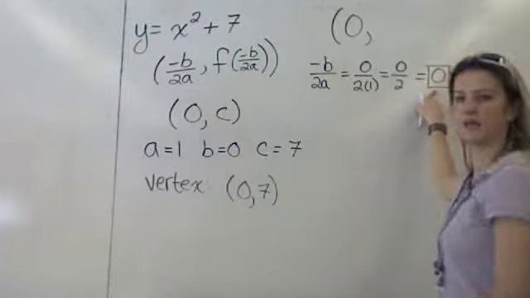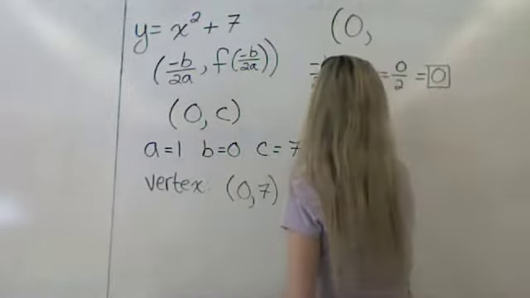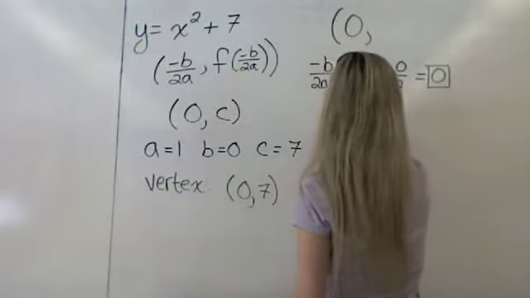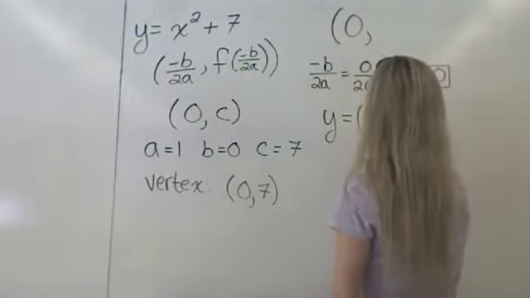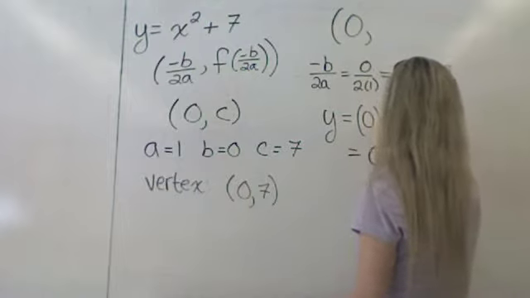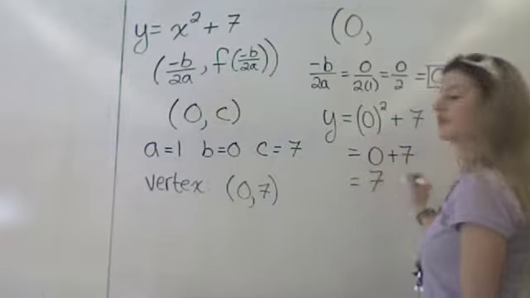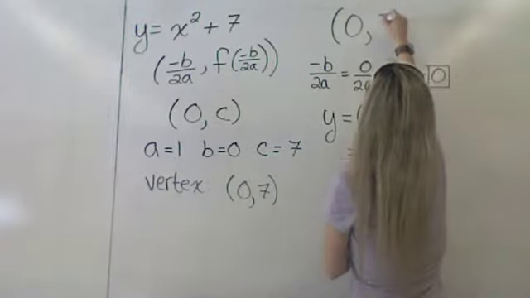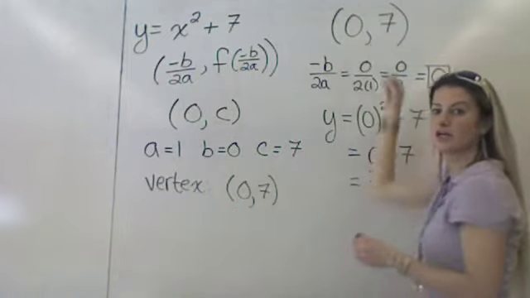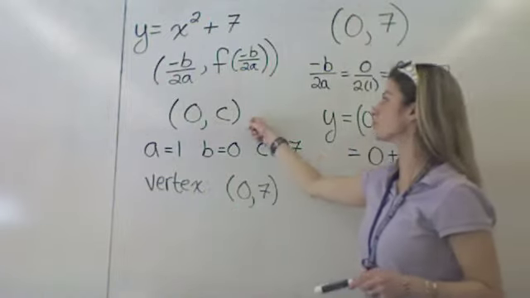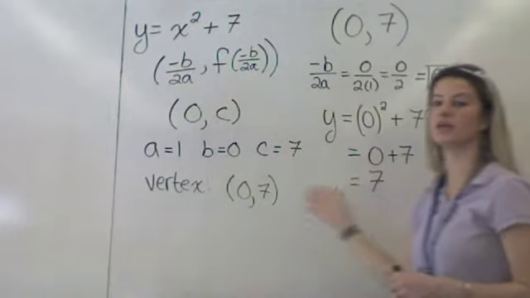Now what we do is, again, take this value and plug it in up here. So to get y, it's going to be 0 squared plus 7. So 0 squared is 0, plus 7, and 0 plus 7 is just 7. So again, there's our vertex, okay? So it works both ways. So don't worry, if you can't remember the shortcut and you do it the long way, that's okay. Either way would be fine.